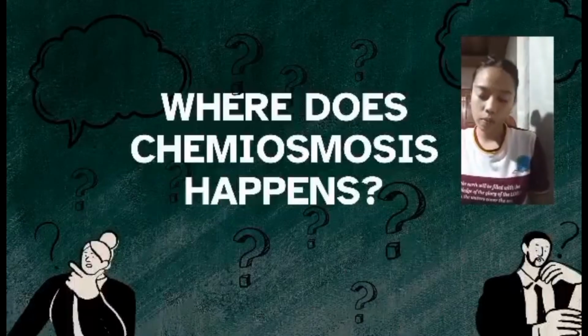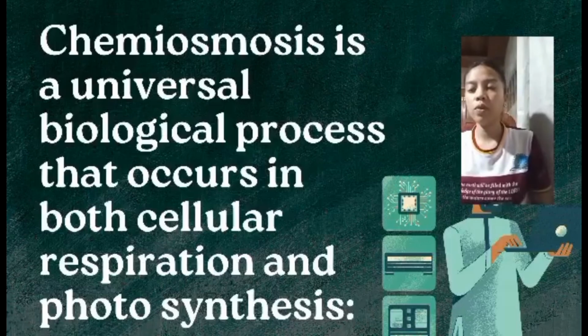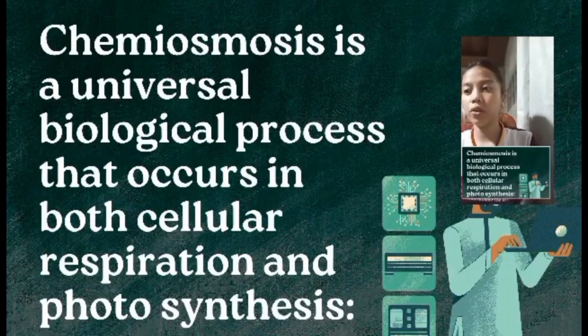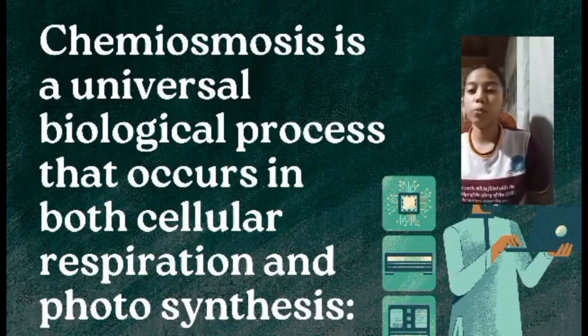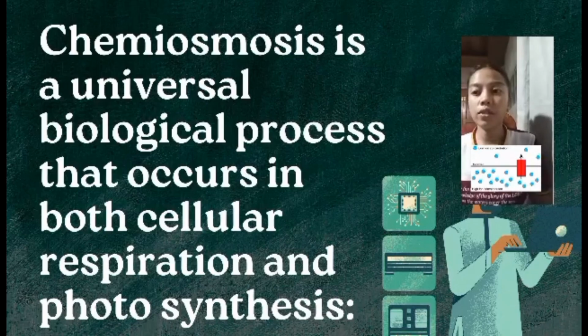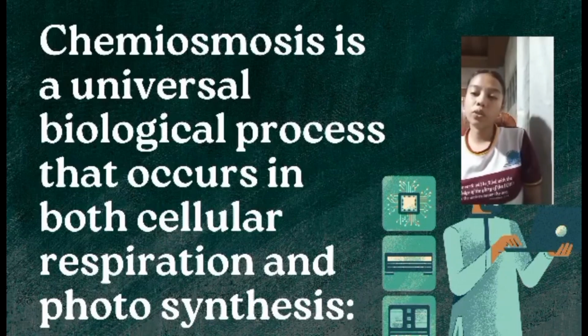Where does chemiosmosis take place? Chemiosmosis is a universal biological process that occurs in both cellular respiration and photosynthesis. This process involves the movement of ions across the membrane, creating the energy required for ATP synthesis. It is an essential step for cellular life in all living organisms.